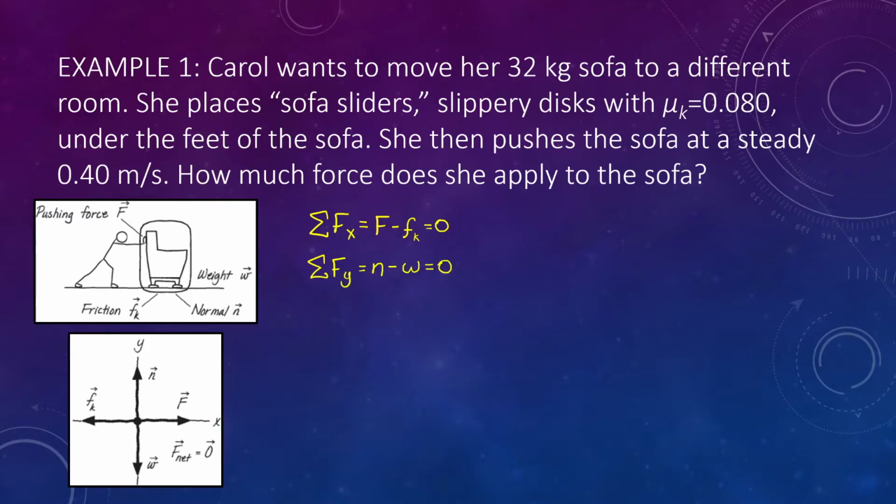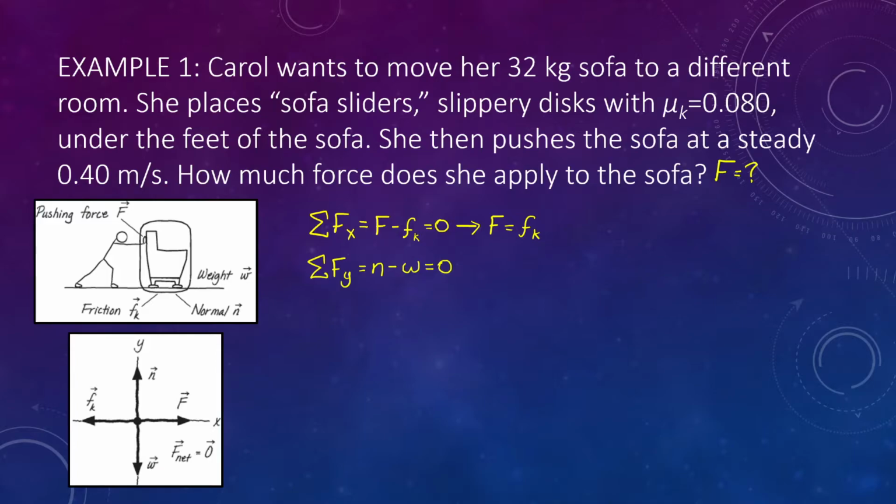Now, at this point, we have to think about what the question is asking us. It says, how much force does she apply to the sofa? In other words, it's looking for that value of F, capital F that is. Well, from the x equation, we see that force F is equal to, if we add friction to the other side, the kinetic friction force. This is the only place that F shows up, so we know we have to use this equation to solve.